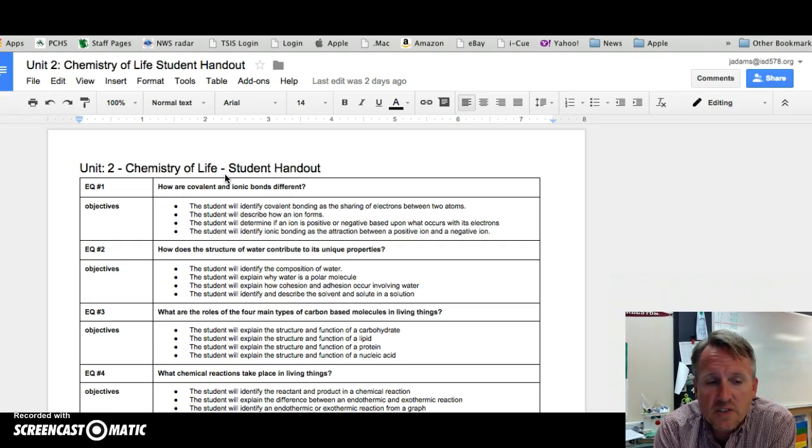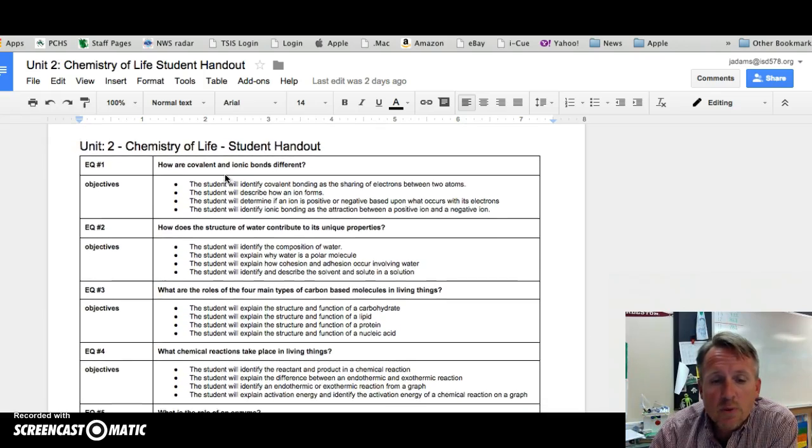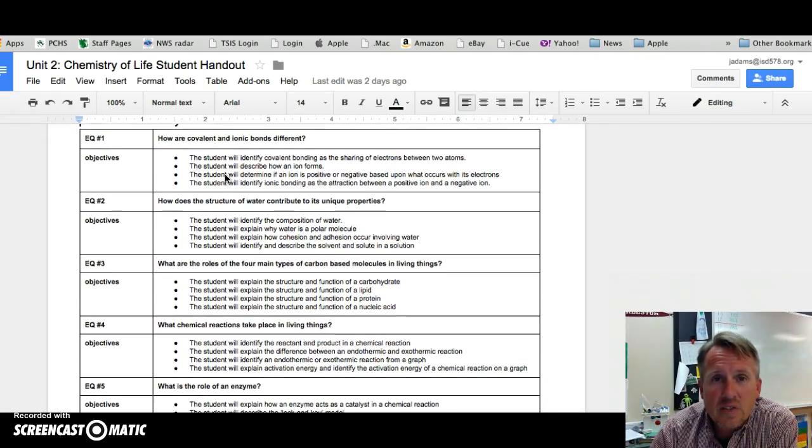Our fourth essential question is taking a look at what chemical reactions take place in living things. So you'll be able to identify the reactant and product in a chemical reaction. Again, hopefully that is review from physical science. You should be able to explain the difference between an endothermic and an exothermic reaction.